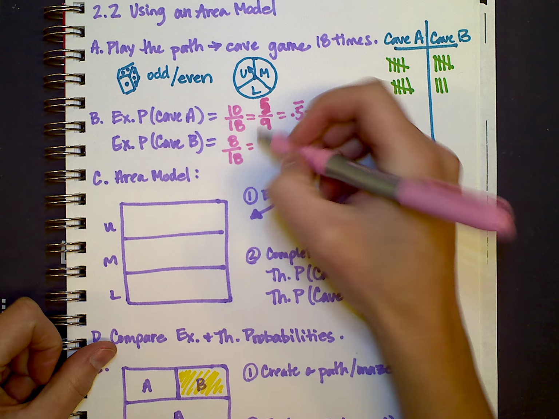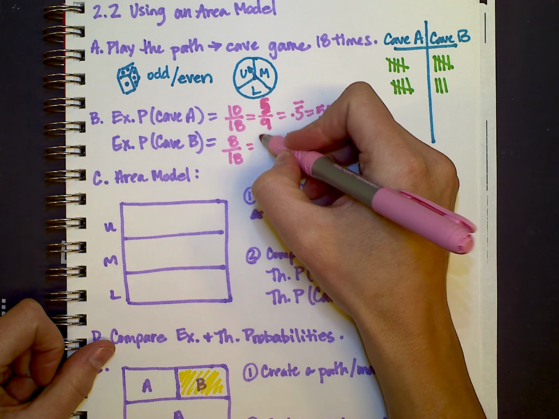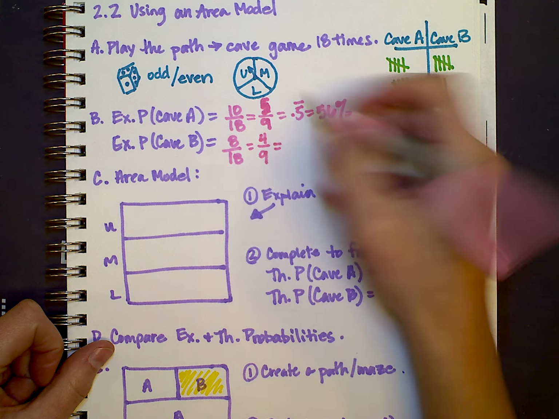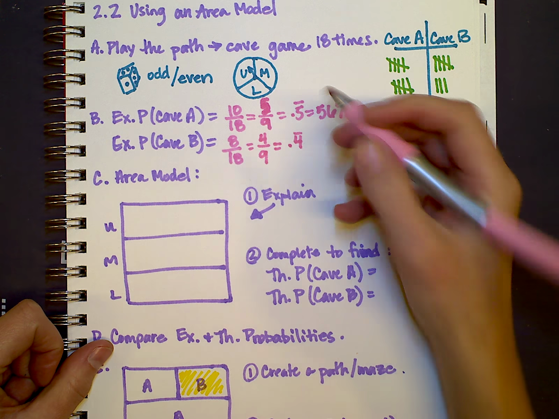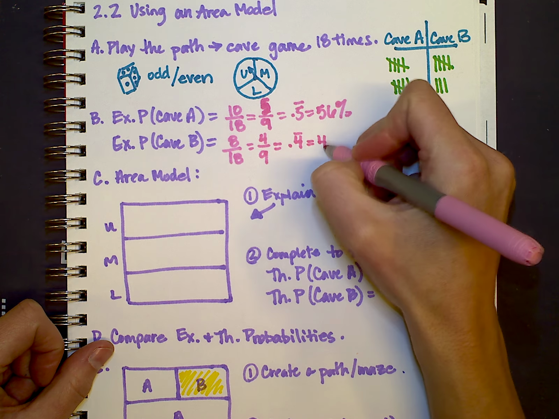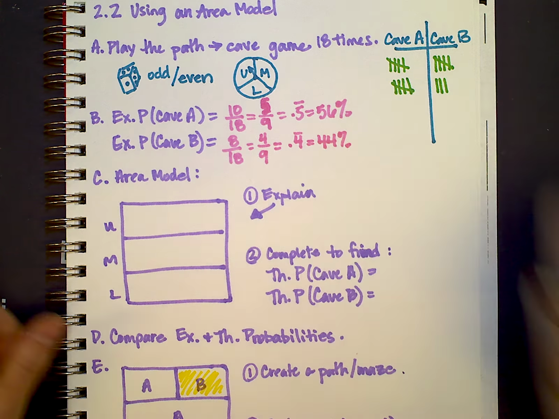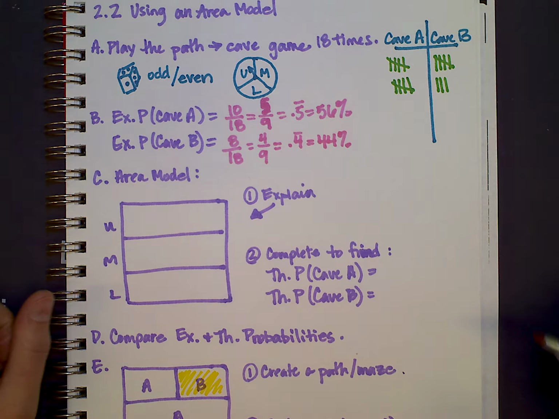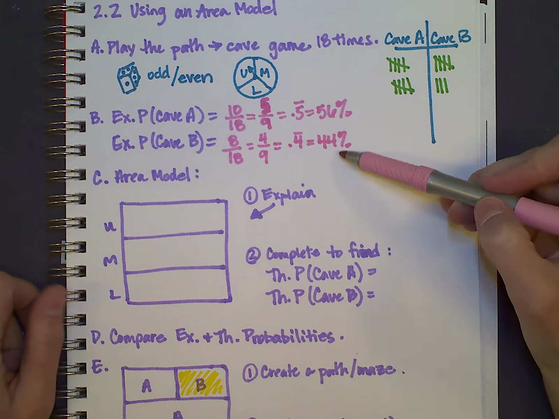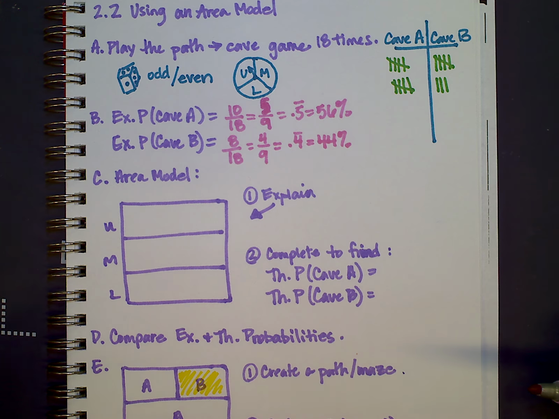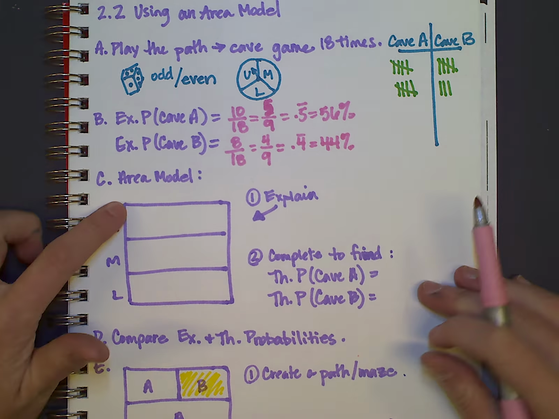And this, of course, becomes 4 ninths, which is 0.4 repeating. And I'm going to say about 44%. Okay, so they look pretty close to 50-50, but I'm not convinced quite yet. So we're going to go to the next part, part C.